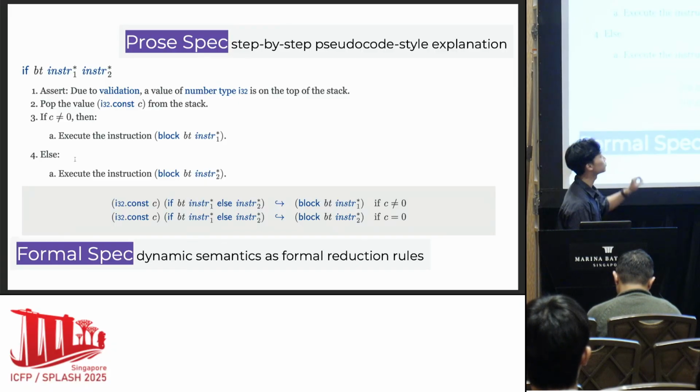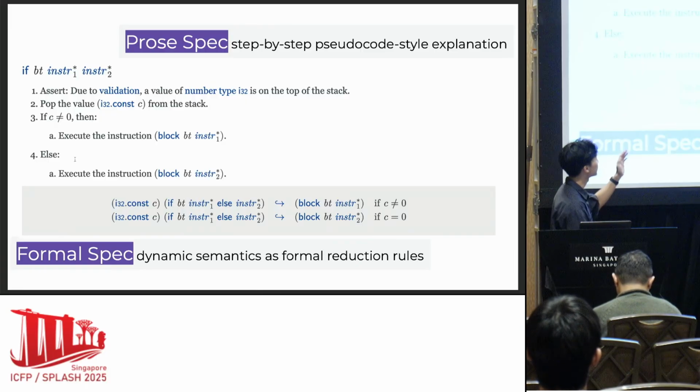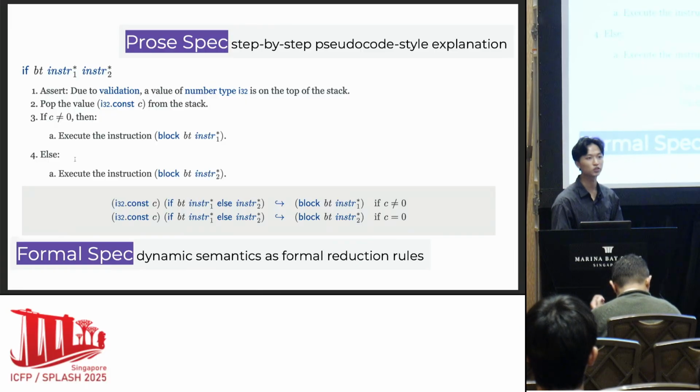So this reduction rule reads: on an abstract stack machine, if we are given a Wasm if instruction, and the top of the stack is a non-zero integer constant, then we would evaluate the then branch. Otherwise, we would reduce to the else branch.